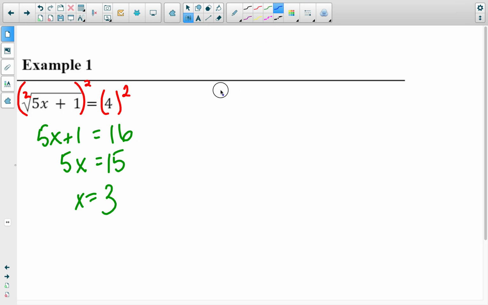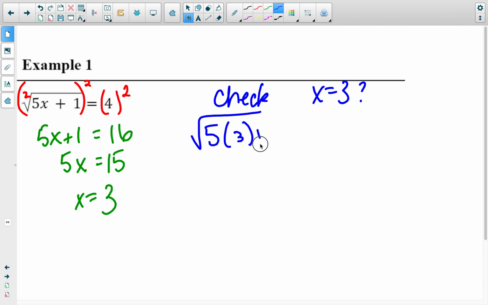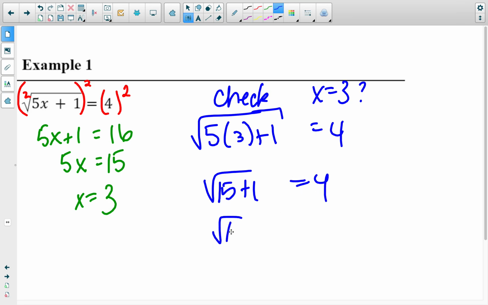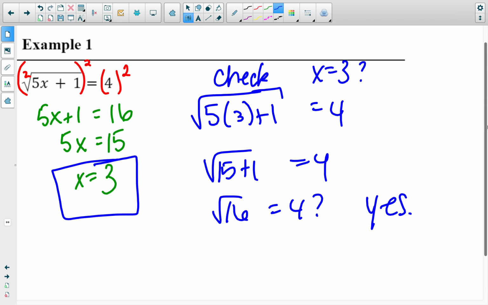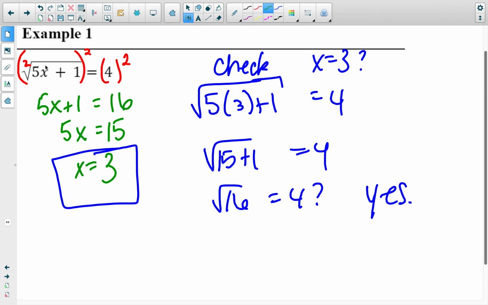We have to check though, all right? We have to check. Does x equal 3 in the original? 5 times 3 plus 1, does that equal 4? Square root of 15 plus 1, is that equal to 4? Square root of 16, is that equal to 4? Yes. All right, so we are good. x equals 3.